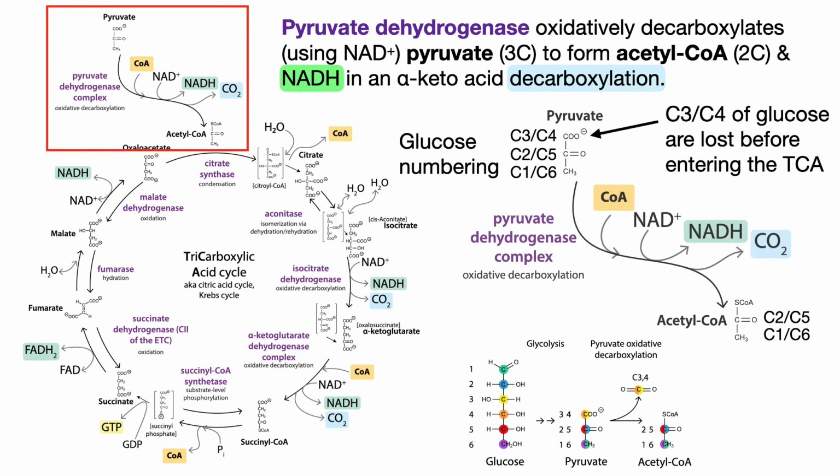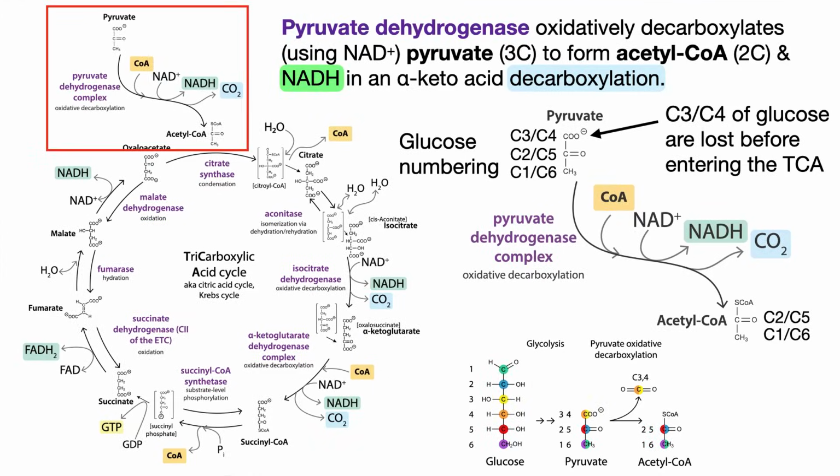We'll get back to this step later on, but for now, just know that if you start from a glucose, only 2 of the carbons from each pyruvate are coming in. You have 2 pyruvates per glucose, so 4 carbons from glucose are going to be coming in. The carbons that are lost from this pyruvate to give you acetyl-CoA, if the pyruvate is coming from glucose, are going to correspond to carbons 3 and 4 of your glucose. And so carbons 1, 2, and 5, 6 are going to enter.